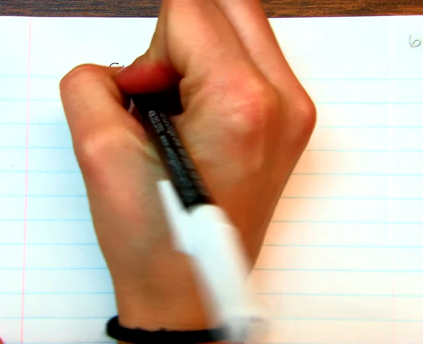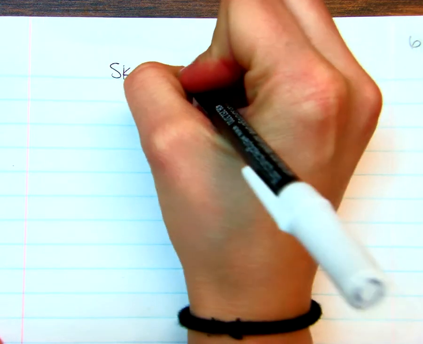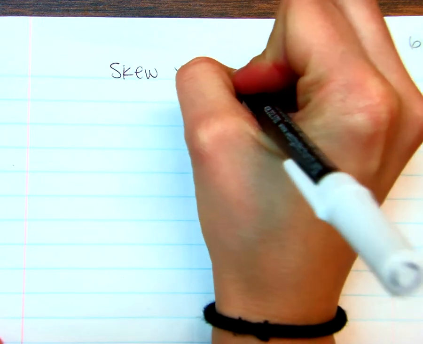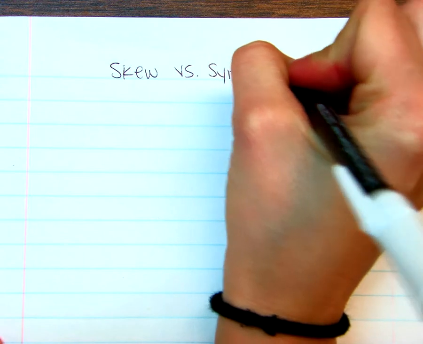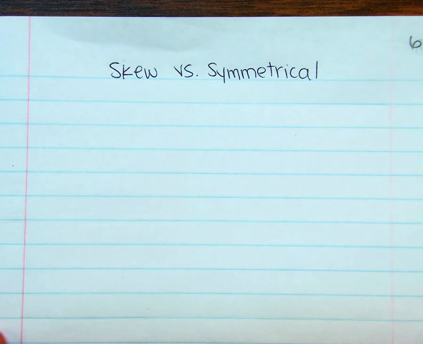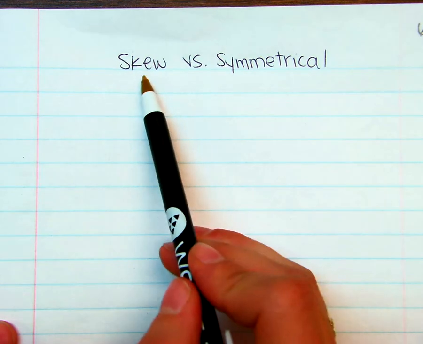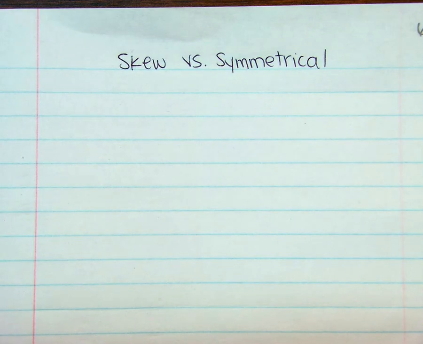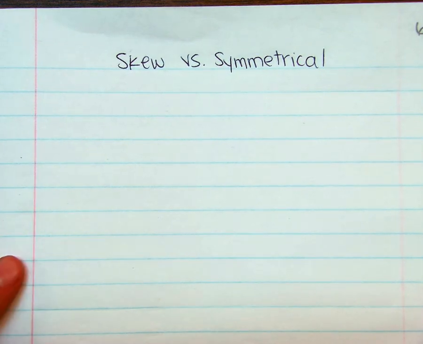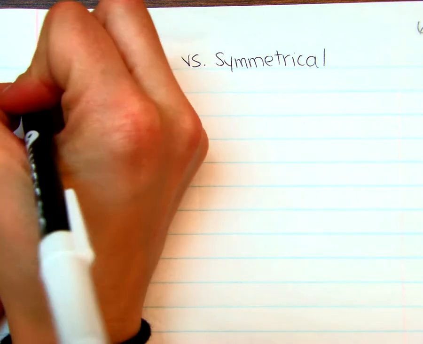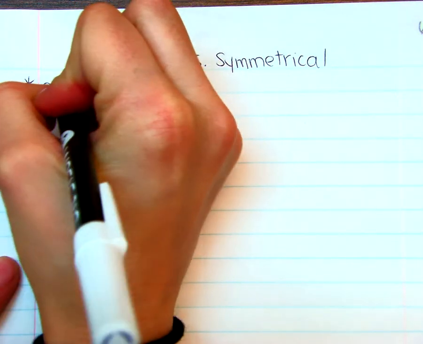Alright guys, so tonight you're going to be learning about skew versus symmetrical. I doubt you guys have heard of the word skew before, but I bet you've heard of the word symmetrical. So both of these are going to be vocabulary words, and we're going to talk about them for the rest of the notes. But before we move on, I need to cover what an outlier is.